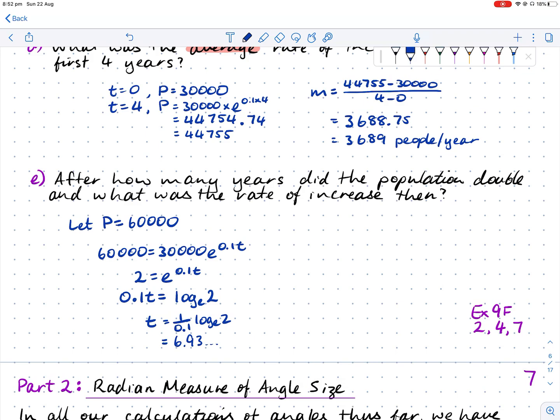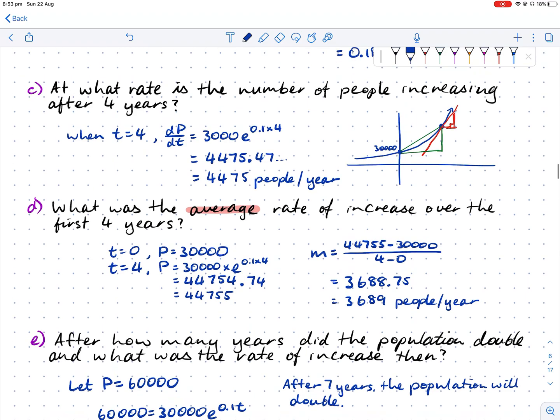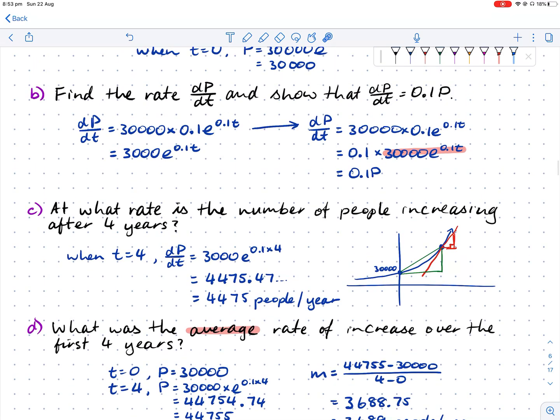So after 7 years, the population will double. Now we need to answer the second part of the question. What was the rate of increase then? Now, we can go back up here and use this equation right here, because we know what the population is. So if we know what the population is, we can calculate this rate straight away.